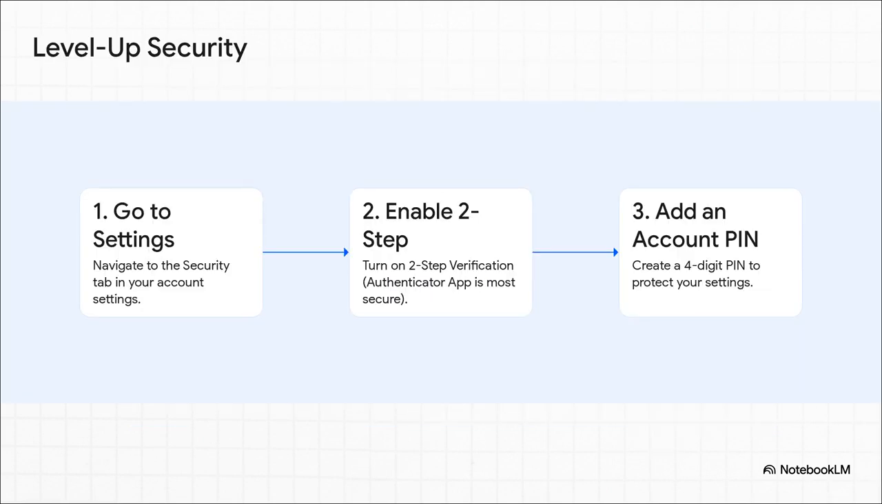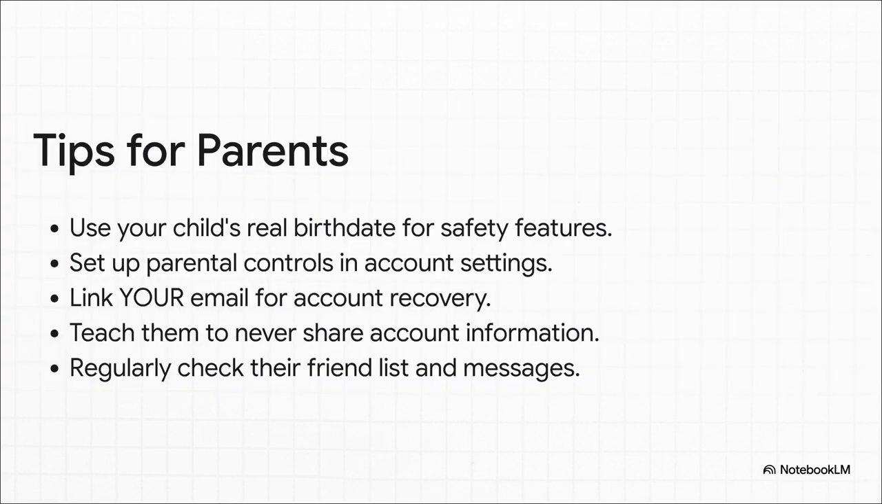So here's your action plan. Go into your Roblox settings, find the Security tab, and turn on two-step verification. Using an authenticator app is by far the most secure way to do it. After that, add an account PIN. It's a simple 4-digit code that acts like a lock on your settings so nobody can change your password or email without it. And hey, for all the parents watching, this slide is just for you.